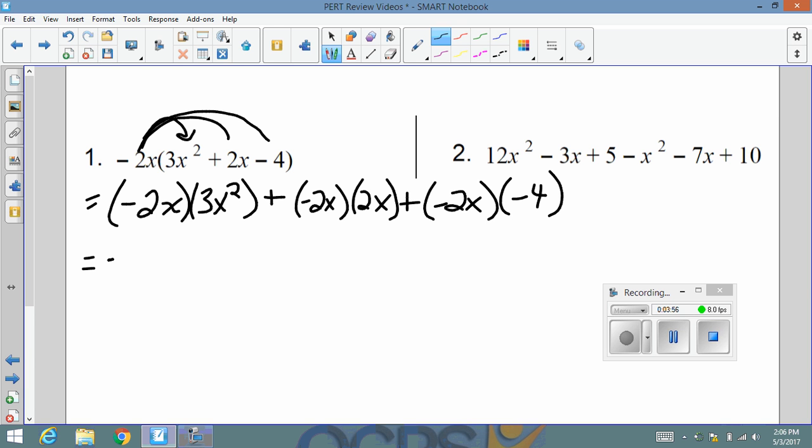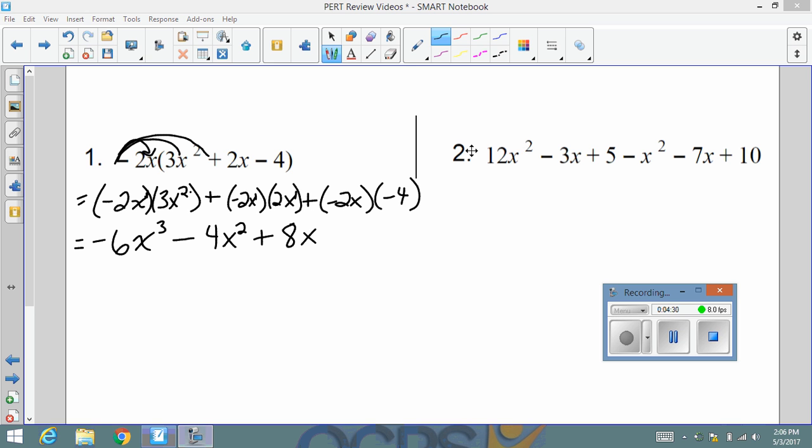Negative 2 times 3 is negative 6. And it's going to be x to the third. 1 plus 2 is 3. Here, negative 2 times 2 is negative 4. So I could put plus a negative 4. But it's better to just put minus 4. X to the first. So adding my exponents, x squared. And then here, negative 2 times negative 4 is a positive 8. And just x. So that's my final answer there.